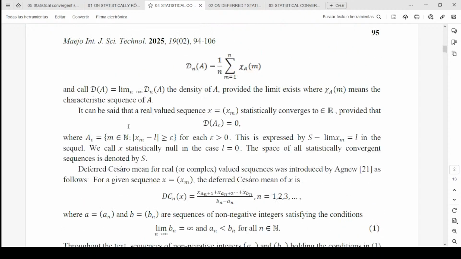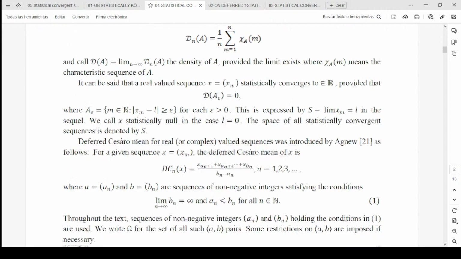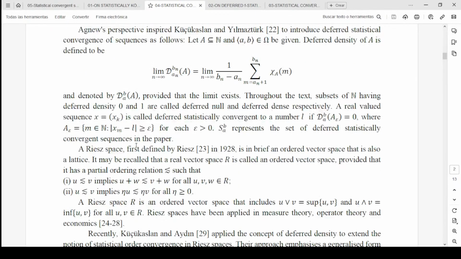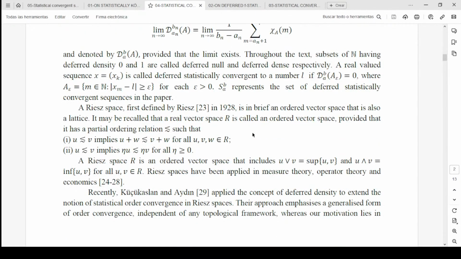We give some historical information about the concept of deferred density here, and some preliminary results on the locally solid Riesz spaces.